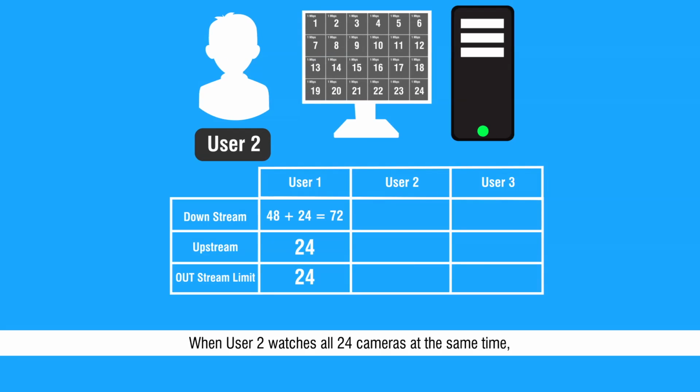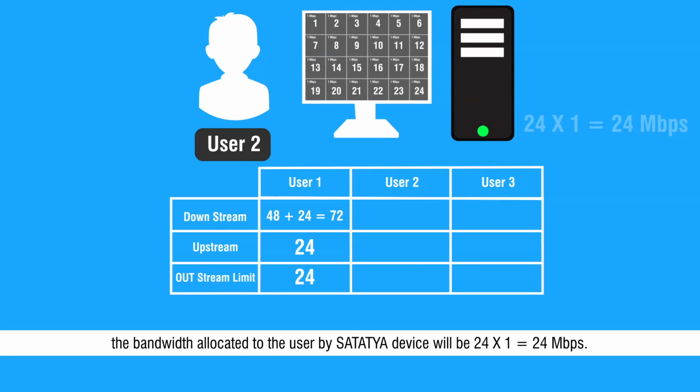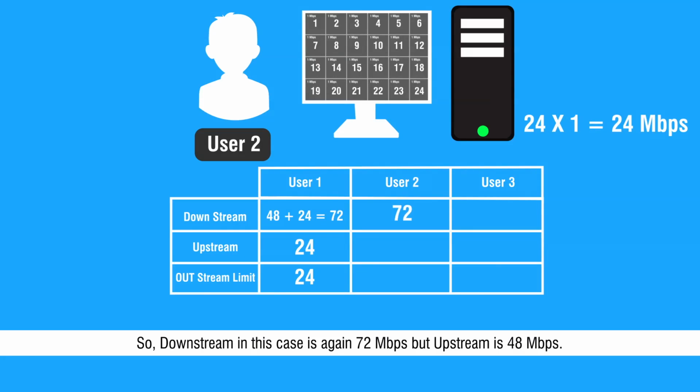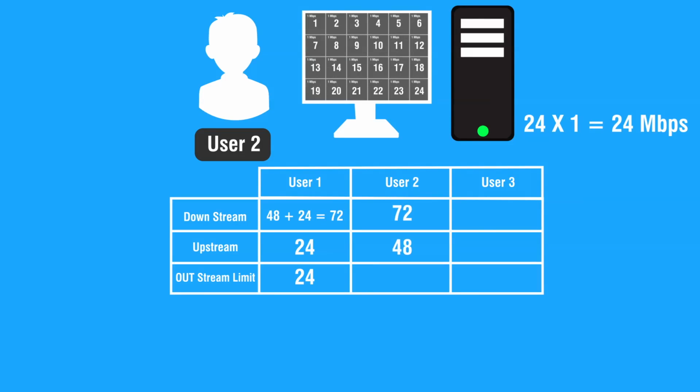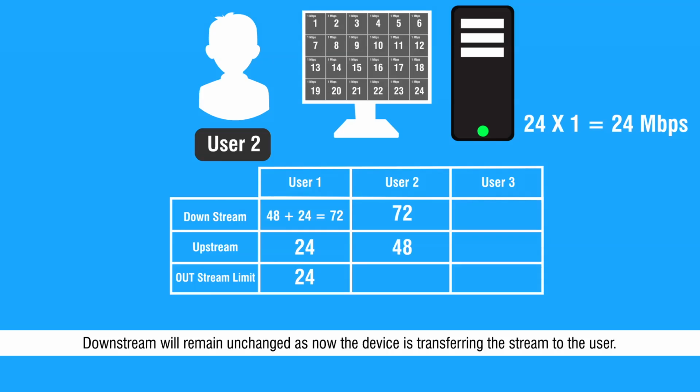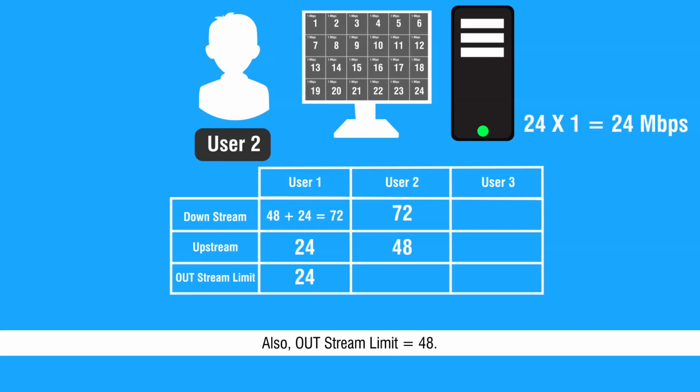When user 2 watches all 24 cameras at the same time, the bandwidth allocated to the user by SATATYA device will be 24 into 1, that is 24 Mbps. So downstream in this case is again 72 Mbps, but upstream is 48 Mbps. Downstream will remain unchanged as now the device is transferring the stream to the user. Also, outstream limit is 48.